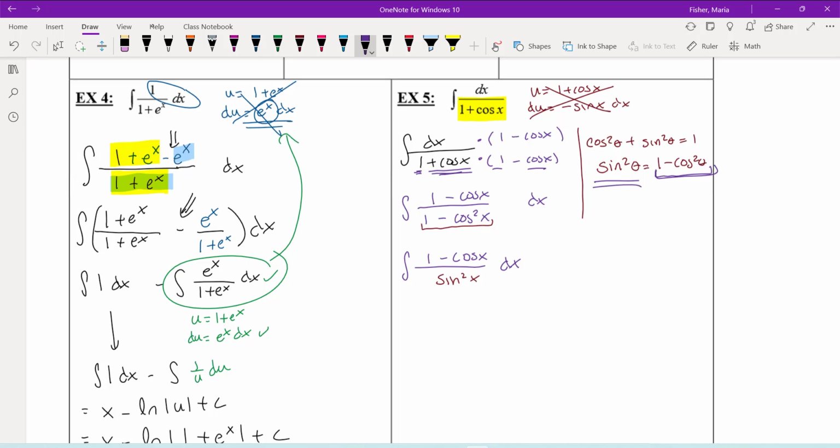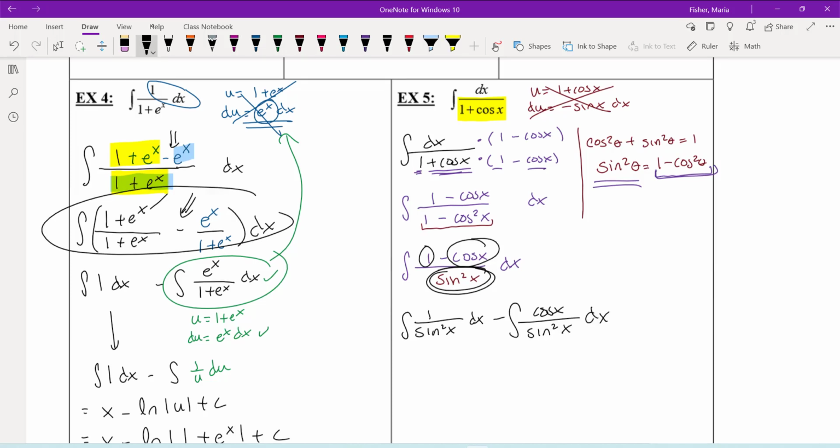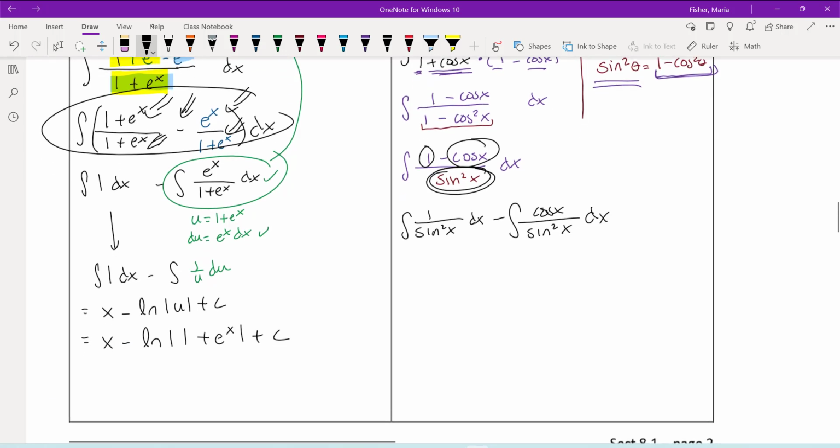Now I'm allowed to split up the numerator over the denominator. So I can put 1 over sine squared minus cosine over sine squared. And we did that just like we did over here, placing each one of the terms in the numerator over that denominator. Well, why is that helpful? Now I can use some trig identities. What is 1 over sine squared? Well, 1 over sine squared is equivalent to cosecant squared of x. Why is that helpful? Because this here is basic form.